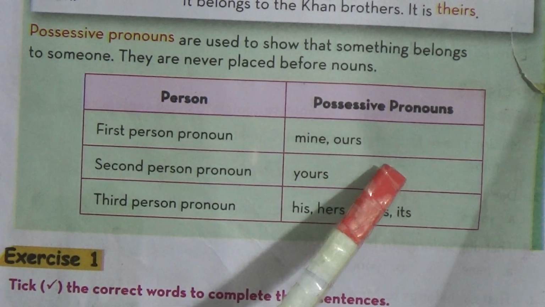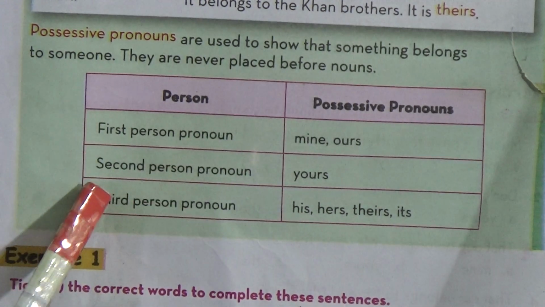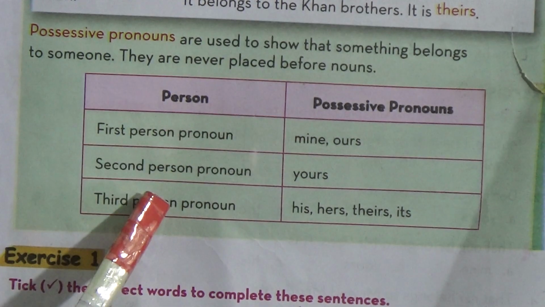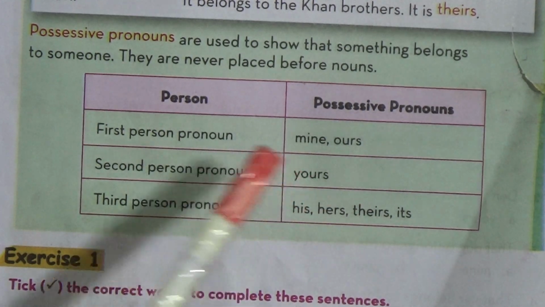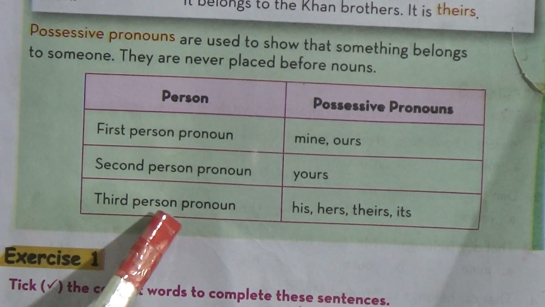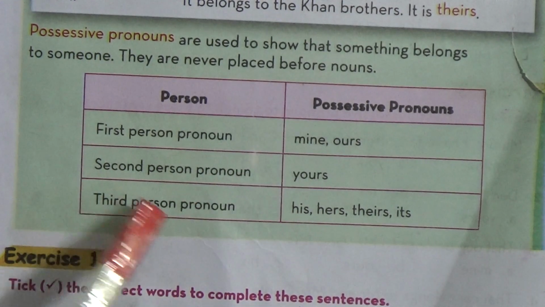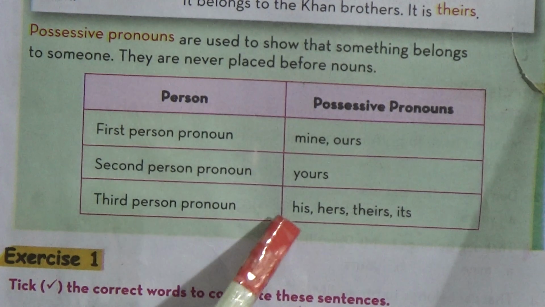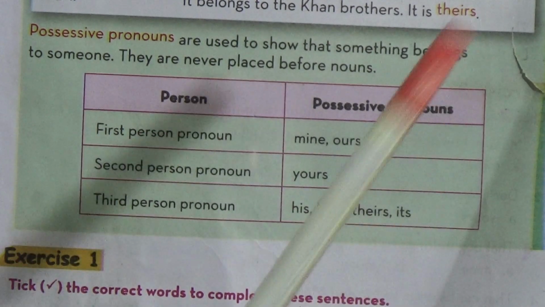Mine, ours. Then second person pronoun what? All of us we know that second person is what? You. These second person pronouns' possessive form is what? Yours. Then third person pronoun, we know that third persons are what? He, she, it, they. And these third person pronouns' possessive form is what? His, hers, theirs, its.